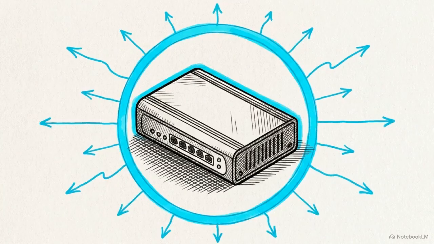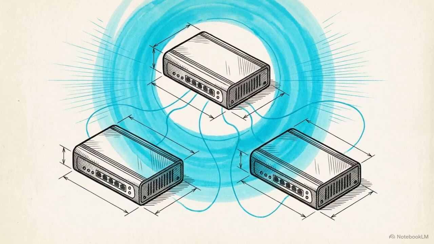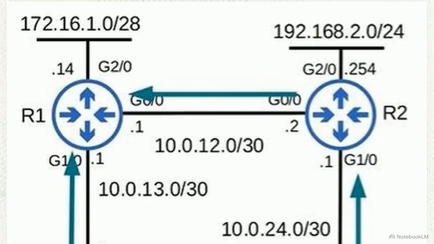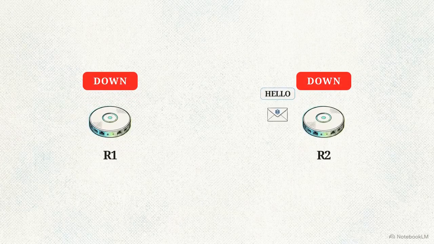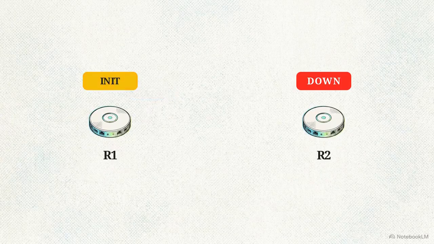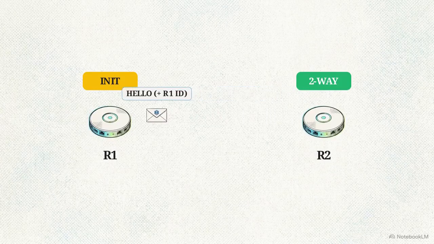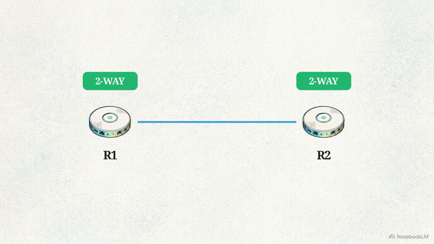OSPF uses a hello packet as a multicast heartbeat sent to the address 224.0.0.5. This packet allows routers to dynamically find one another on a shared segment. Looking at the connection between router 1 and router 2, we can see the specific sequence of states required to build an adjacency. A router begins in the down state. When it receives a hello packet from a neighbor, it transitions to the init state. The two-way state is reached once a router sees its own router ID reflected back in a neighbor's hello packet, confirming that communication is bidirectional.